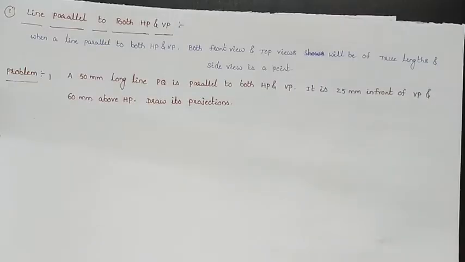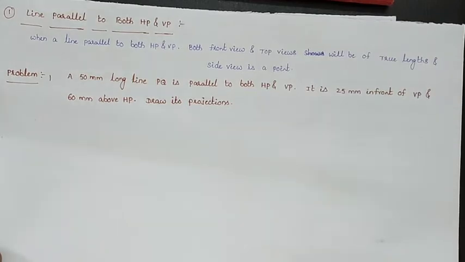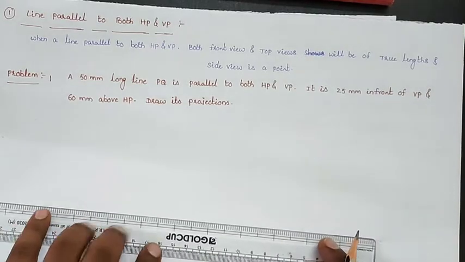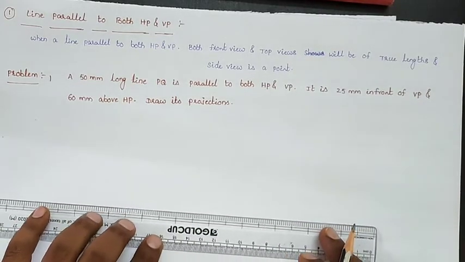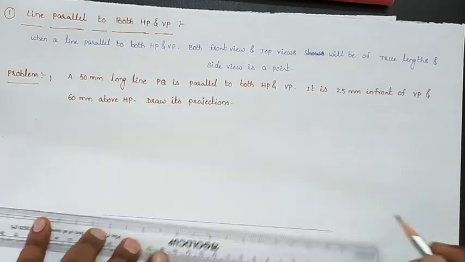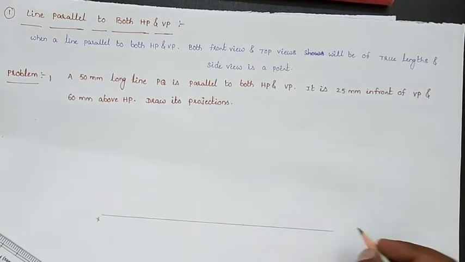Now we will draw the projections of that line. They are giving that here a 50 mm long line PQ is parallel to both HP and VP. It is 25 mm in front of the VP and 60 mm above the HP. First of all I am drawing the reference line, and after that I am constructing the projections of point A.